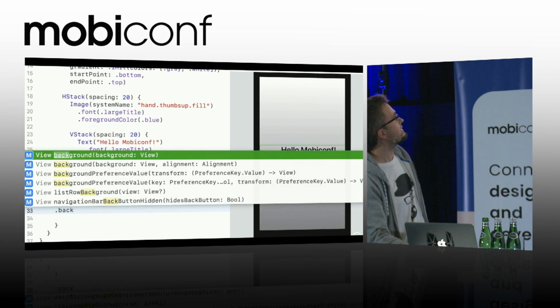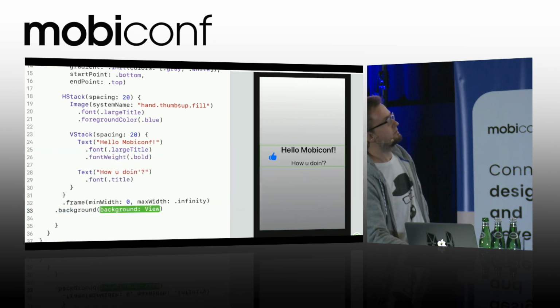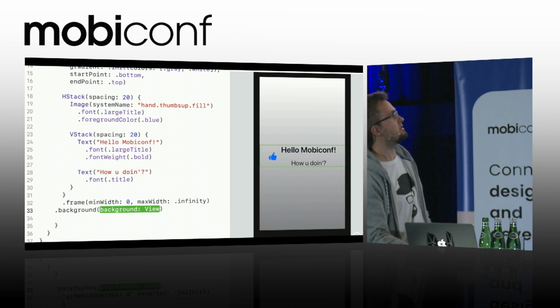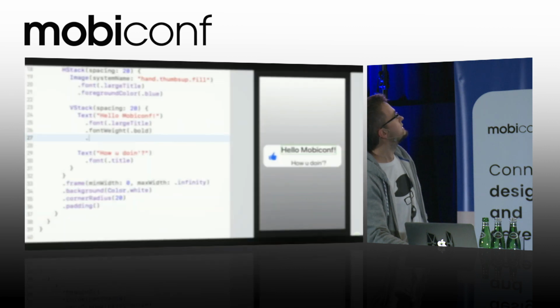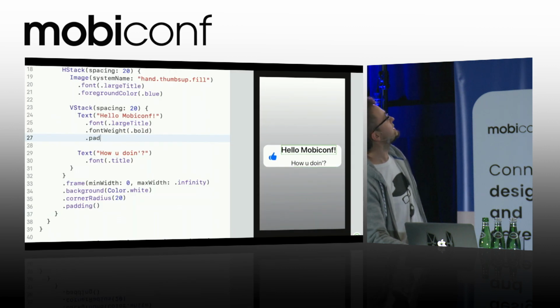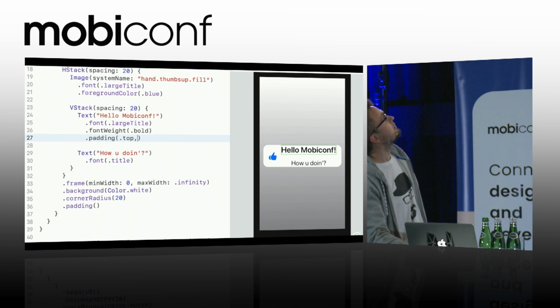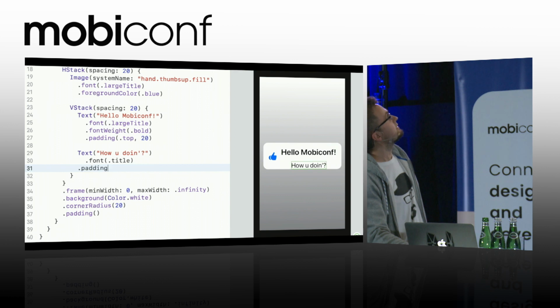Now I want to apply this as a background. I want to create a card view that will contain those two labels and this image view. And this will have a background of color white. And also, I applied a corner radius of 20 and a system padding that will be automatically calculated based on the system preferences. I will apply a top padding to the title and the bottom padding to the subtitle.